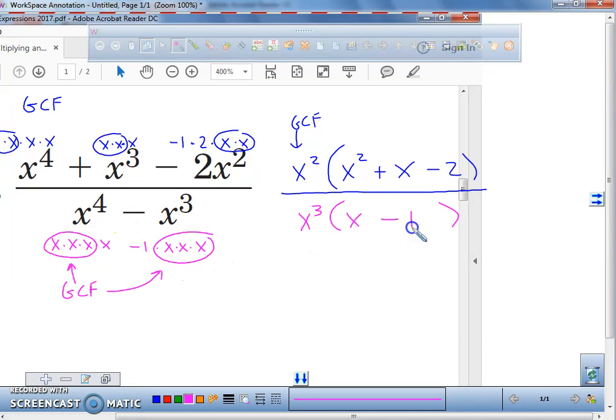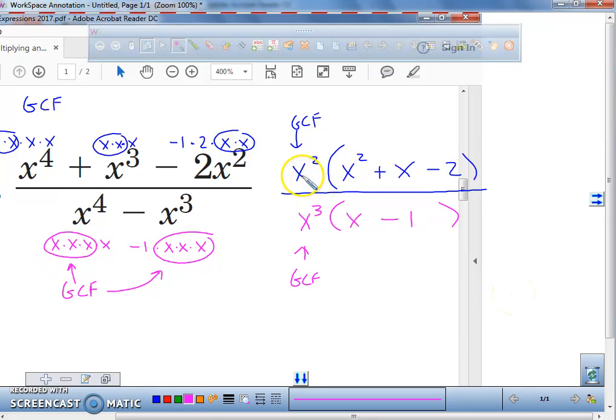That's it. Now how in the world do you check to see if you did it correctly? I would use the distributive property. What is x squared times x squared? What is x squared times an x? X cubed. And what is x squared times a negative 2? Negative 2x squared. And you can do the same thing to the bottom. Now we are almost done.